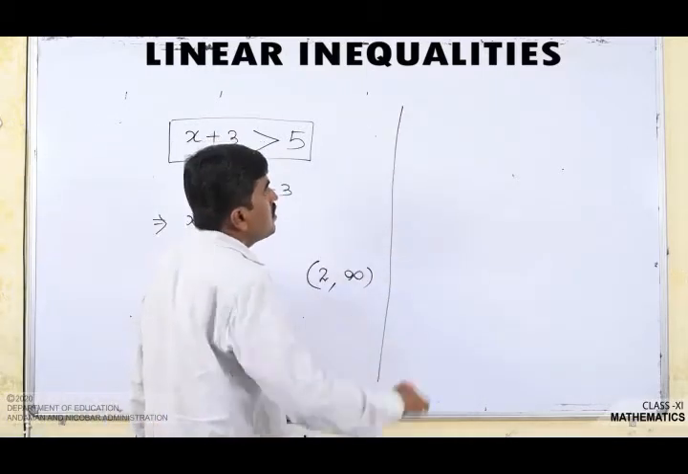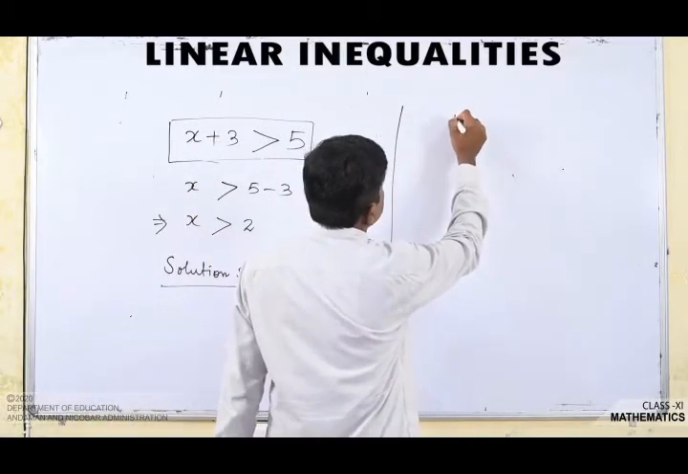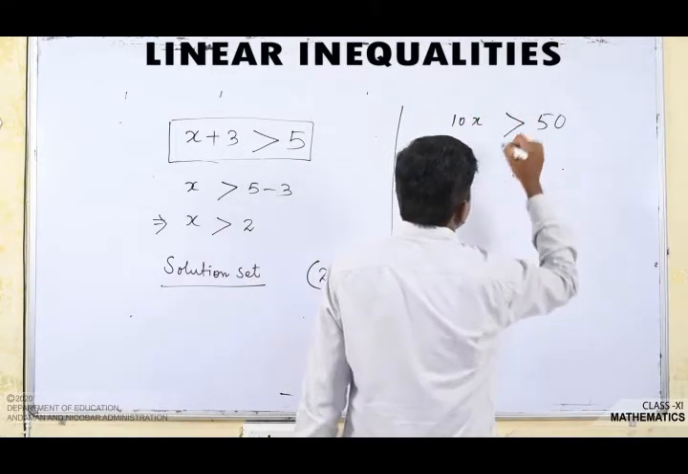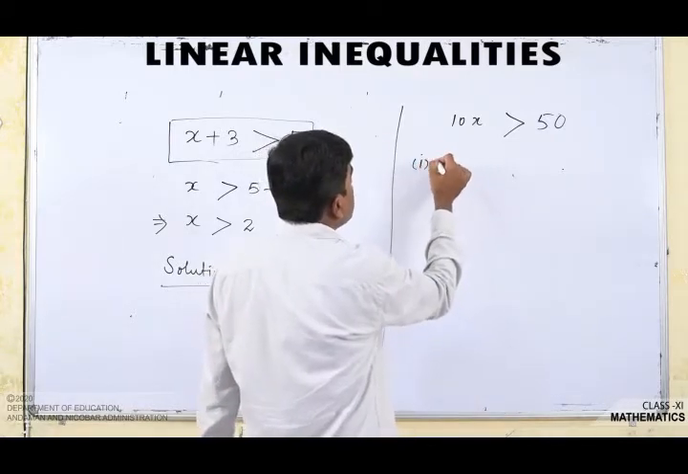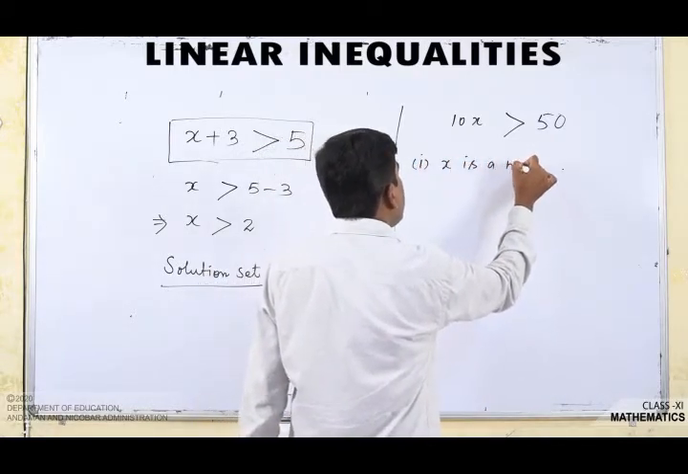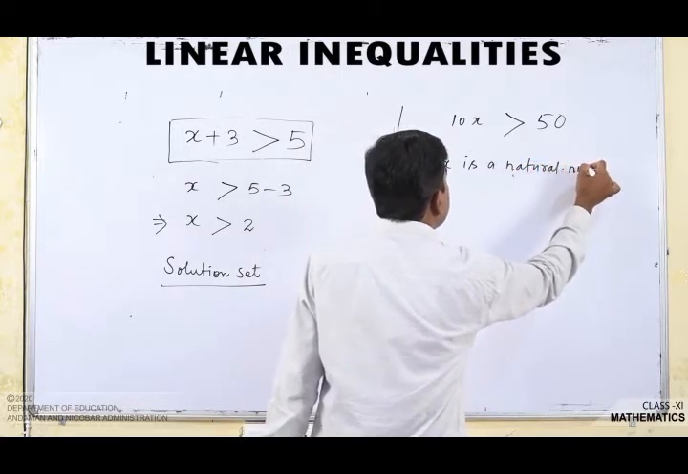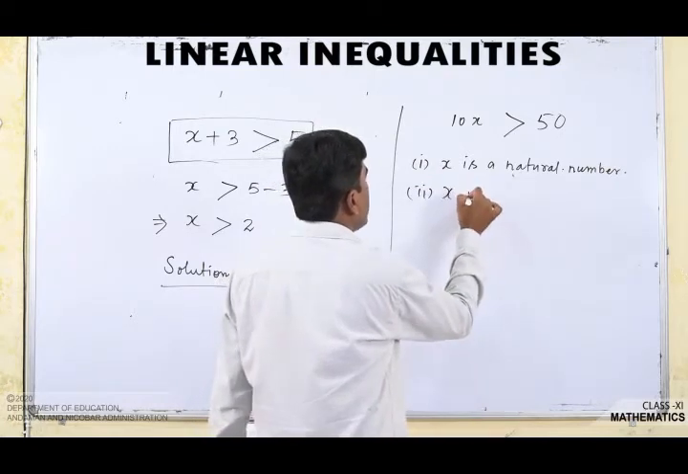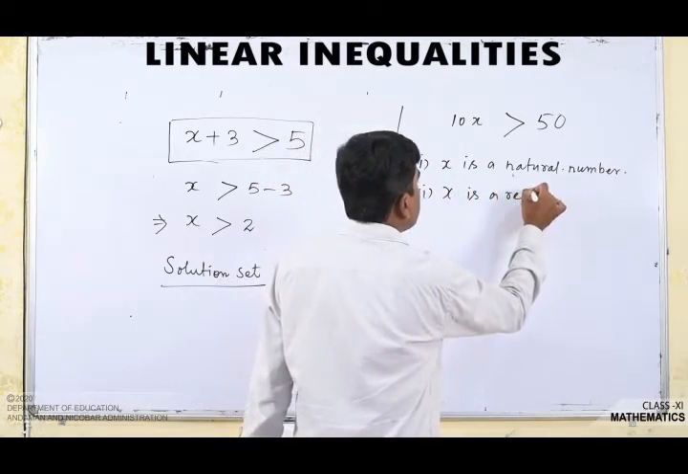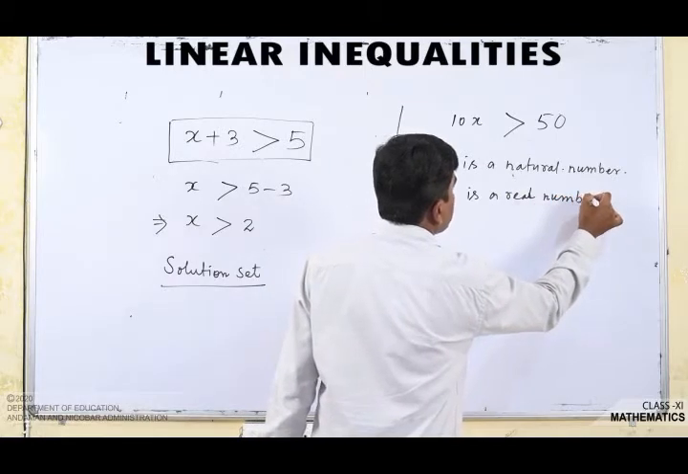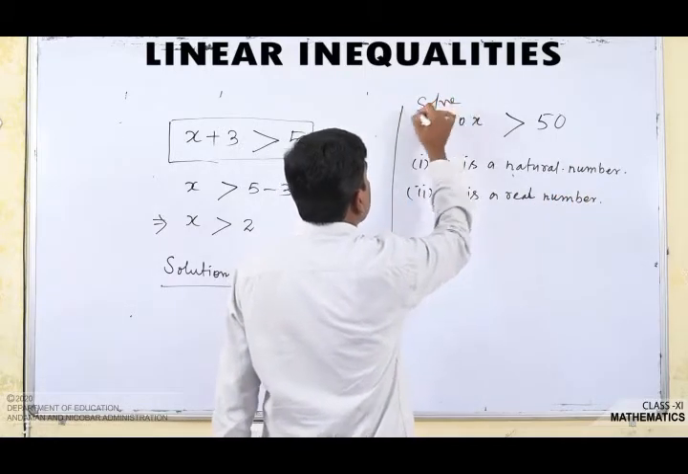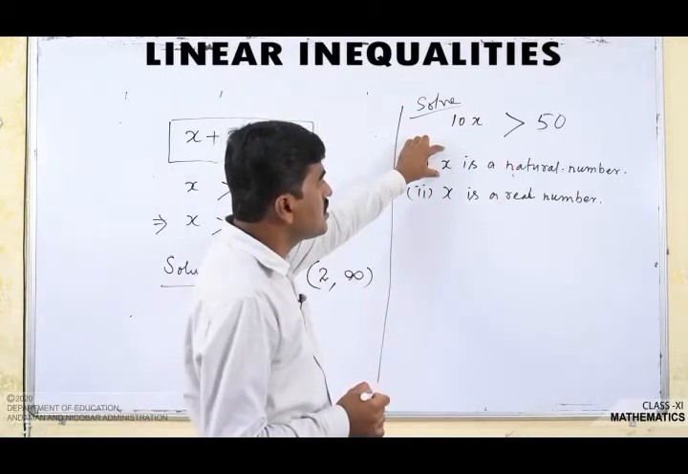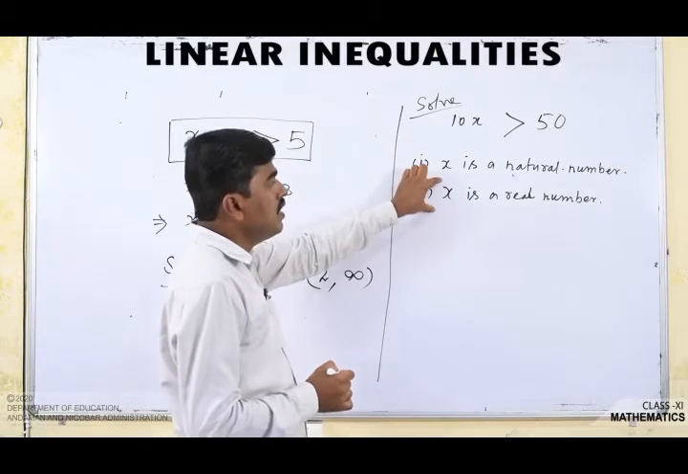Suppose I am taking another inequality: 10x is greater than 50, and the condition given is that x is a natural number, and the second one is that x is a real number. We have to solve this inequality for both conditions.